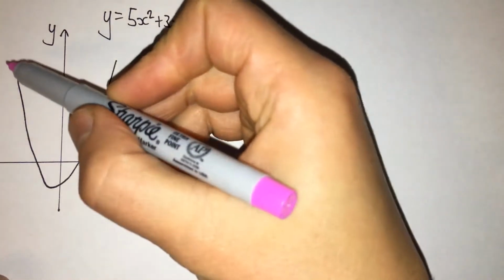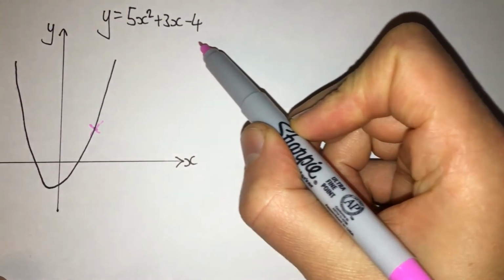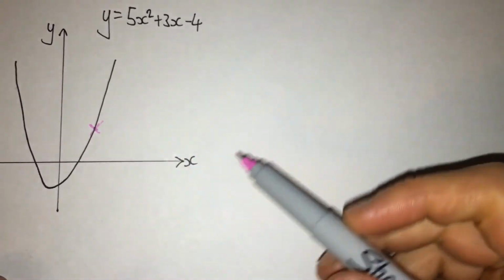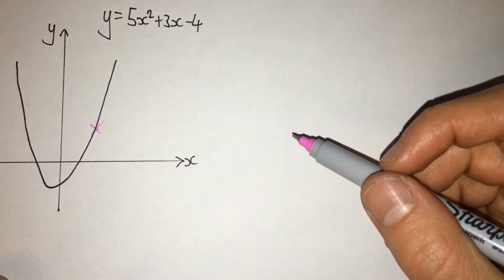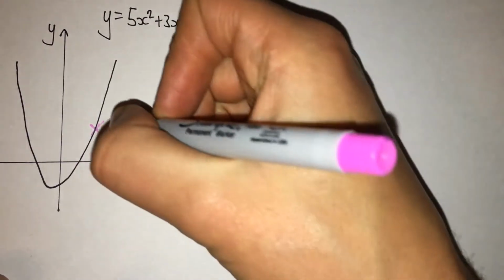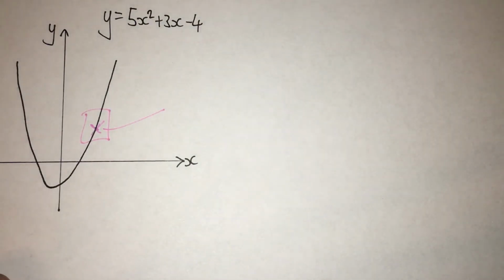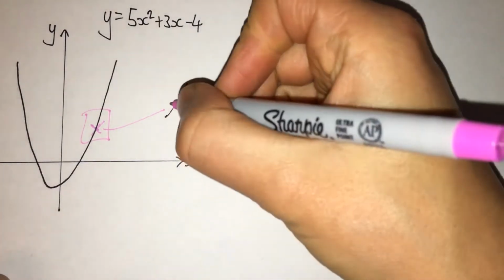Here is a sketch graph of the line y equals 5x squared plus 3x minus 4. I've marked a point on the line there, and I want to work out the gradient of the tangent at that point. To do that, let's put a box around there and zoom in, so we've just got this little stretch of the line, magnified.